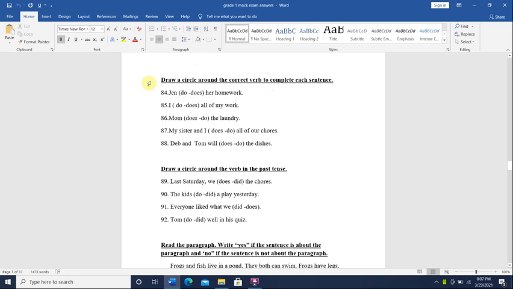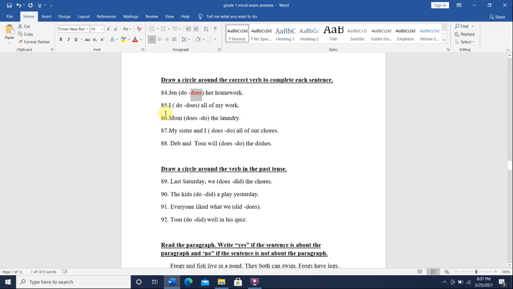So before you start answering, you have to check if I asked you to circle the correct verb or did I ask you to circle the past tense, like down here. So here it says Jen do or does her homework. So the answer would be Jen does her homework. Why? Because Jen is only one person. When the sentence is about one person, you choose does.